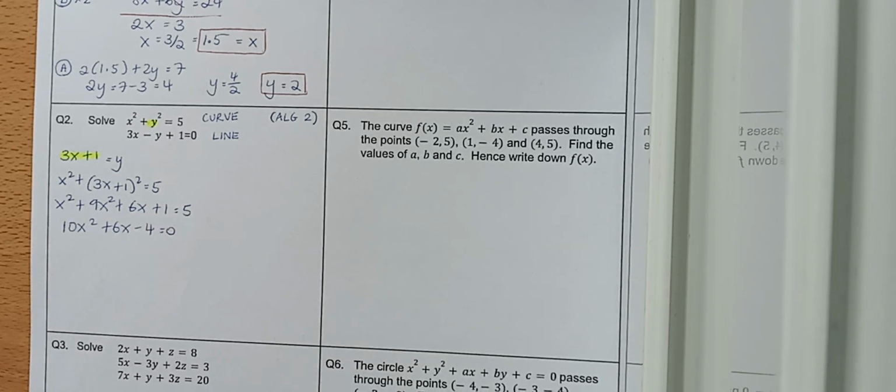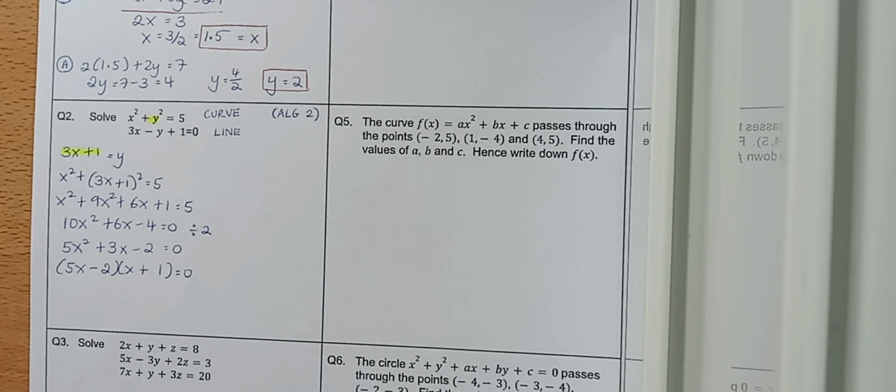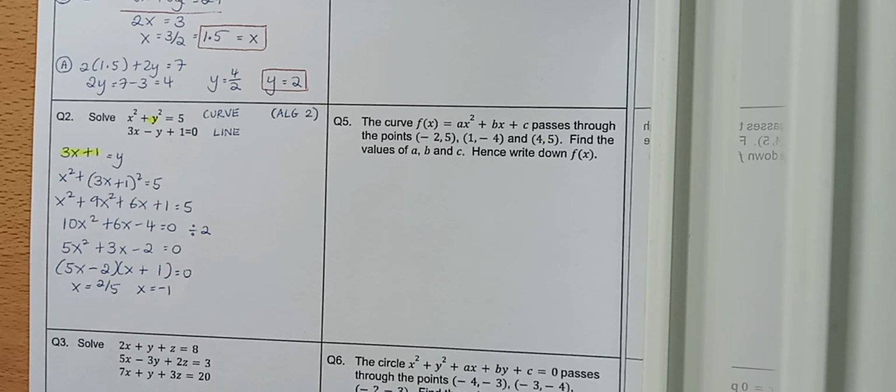As always, have a look at your quadratic. Maybe divide it if you can to make it easier to factorise. I'm going to divide by 2. And then we factorise that quadratic. And again, if that needs to take a couple of extra lines, that's totally fine. And I come out with two values for x: x equals 2 over 5 and x equals minus 1.